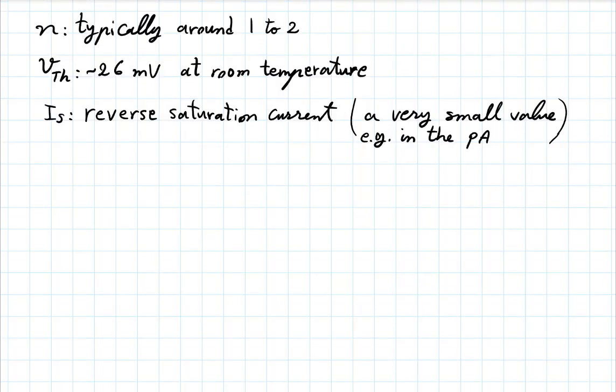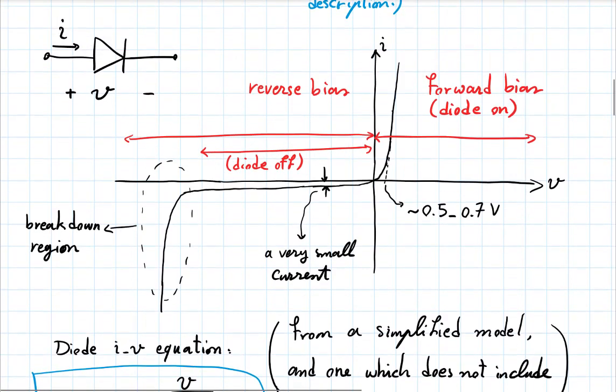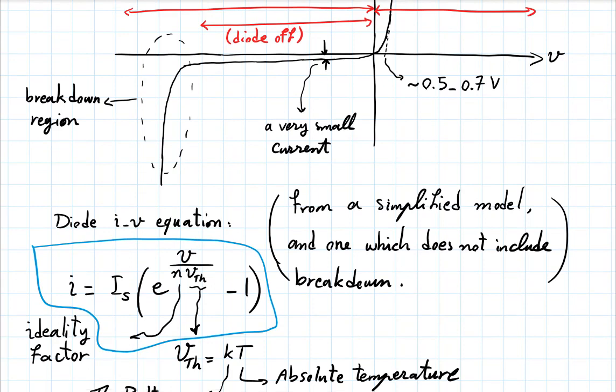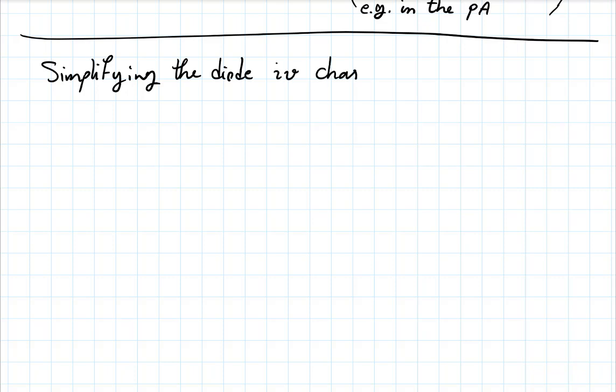I think we can start the second half. And what I'd like to do now is to take this, or equivalently this, and simplify it a little bit progressively to something that we can deal with a lot more easily in circuits. Simplifying the diode IV characteristics further.